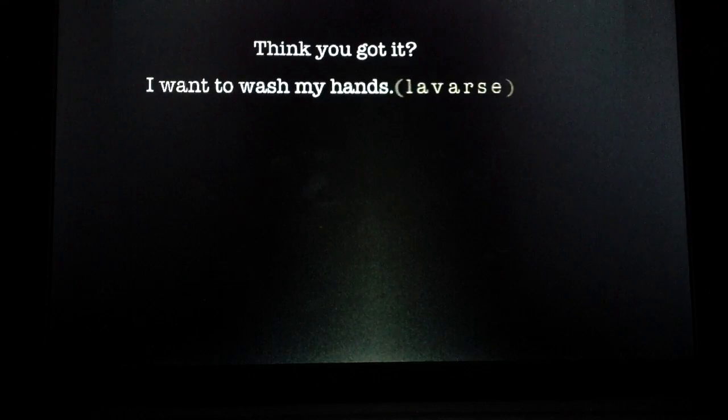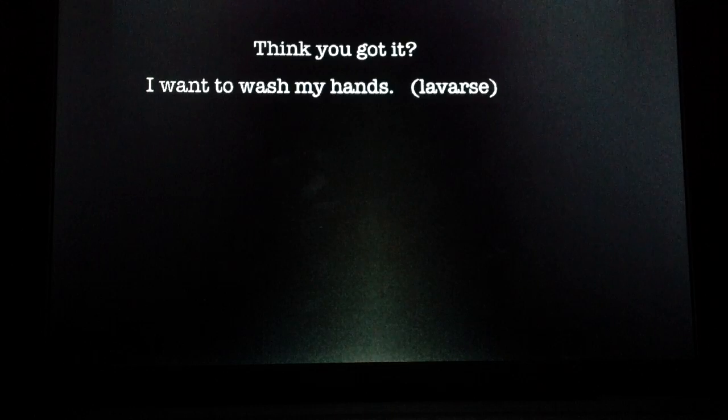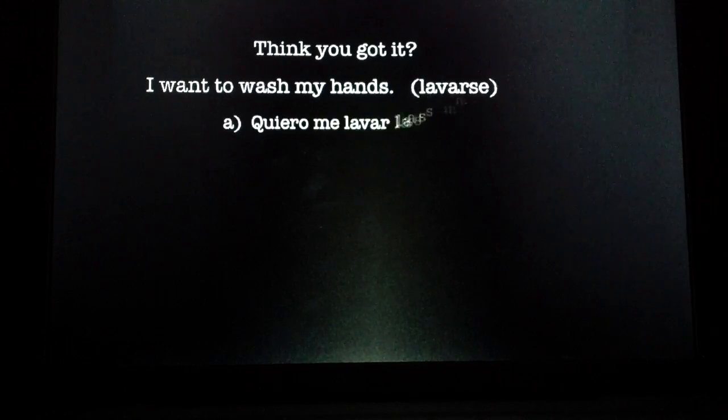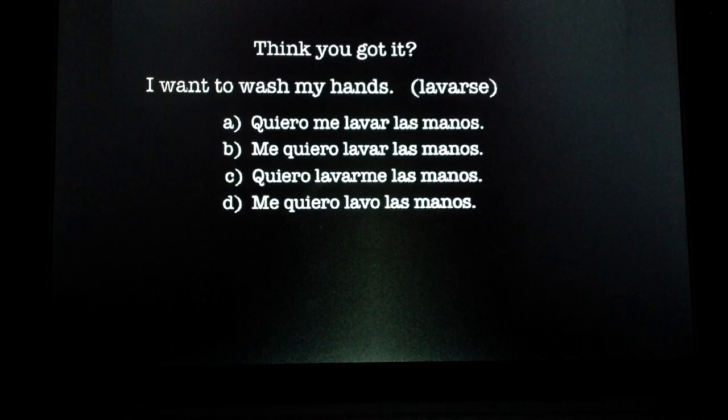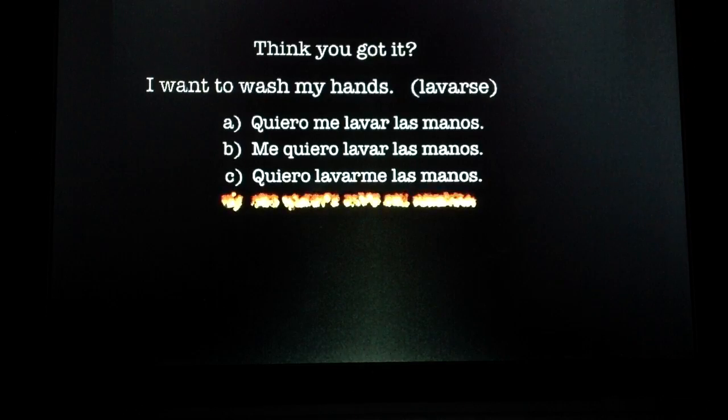Let's try one more. I want to wash my hands. Still using lavarse. Okay, give you 4 choices. How do we say I want to wash my hands? Notice I want is quiero. I see quiero in all 4 of these sentences, so we're good. I also see to wash in English. Well, look at D. Me quiero lavo. That means I want I wash. Well, I want to translate to wash, so D doesn't work at all.